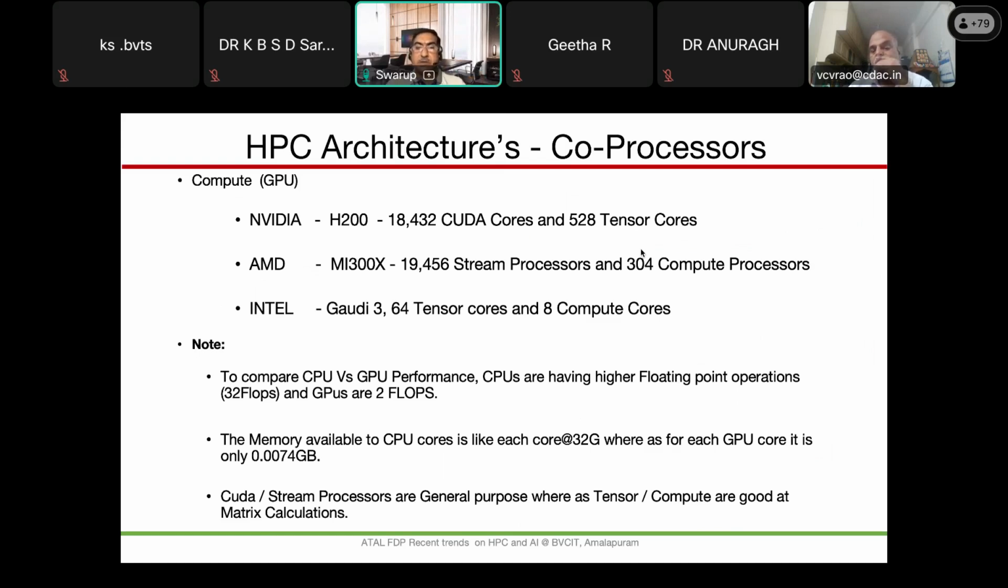So to compare CPU versus GPU, the CPUs are having higher floating point operations, that is 32 flops versus 2 flops. Similarly, as I mentioned earlier, the memory available for each CPU core is 32 GB, whereas for each GPU core it is only 0.0074 GB. So there is a huge difference in how we are going to use the GPU and the CPU. The tensor and compute cores are good for matrix calculation, whereas CUDA and stream processors are general purpose.